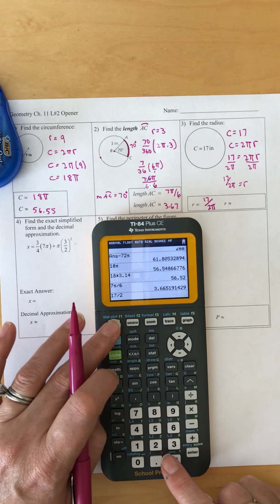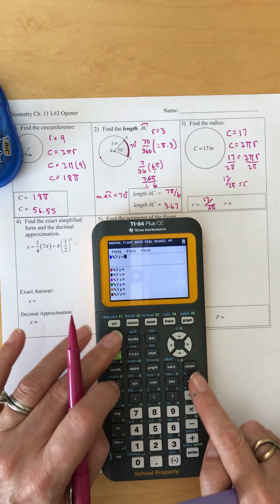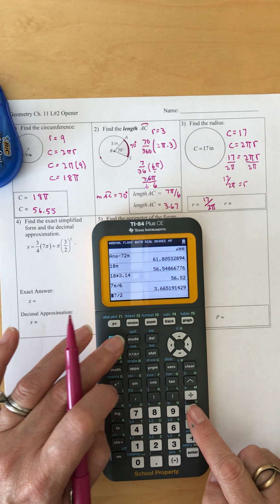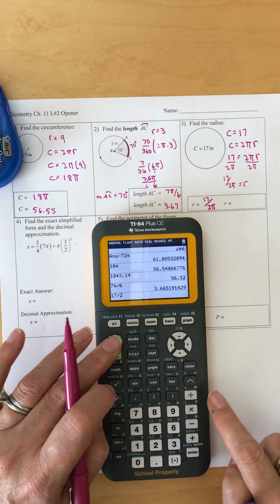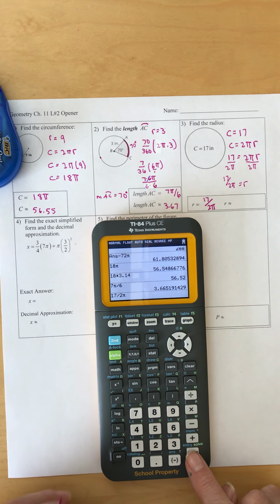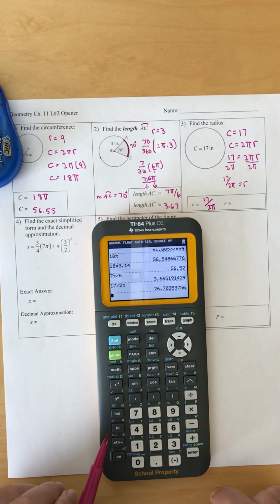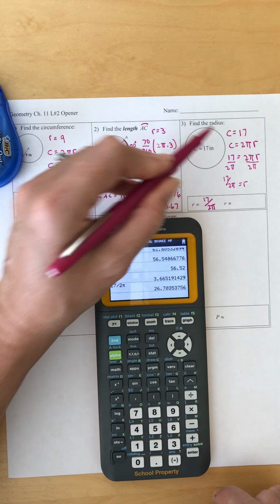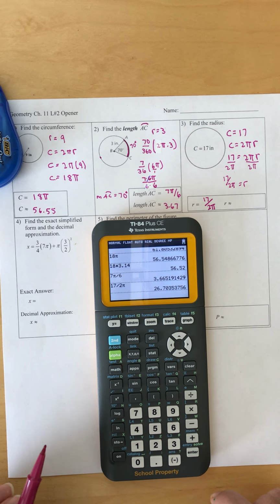But make sure you understand this: if you just type in 17 divided by 2 pi, you're going to get the wrong answer. The answer is not 26.7. The radius of this circle is not 26.7 when the circumference is 17. So you should definitely pay attention to the size of the numbers.